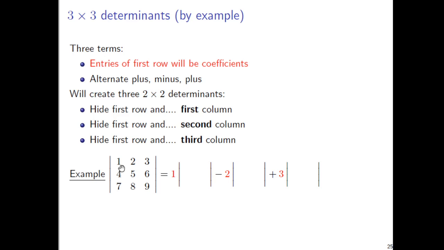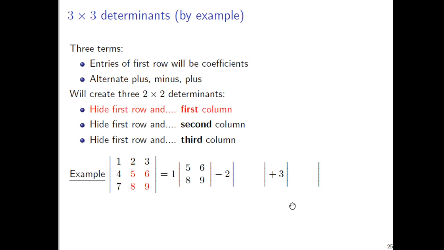So let me start talking through the example here. We've got this 3 by 3 matrix, 1, 2, 3, 4, 5, 6, 7, 8, 9, and the vertical bars mean we're going to compute that 3 by 3 determinant, and it is computed in terms of 2 by 2 determinants. There are many ways to do it, but the way we're showing on the slide is that the entries of the first row will be the coefficients. So you see 1, 2, 3 shown here. And then you alternate plus, minus, plus. So there's a plus in front of the 1, a minus in front of the 2, a plus in front of the 3. Don't ask why, it's just how it goes.